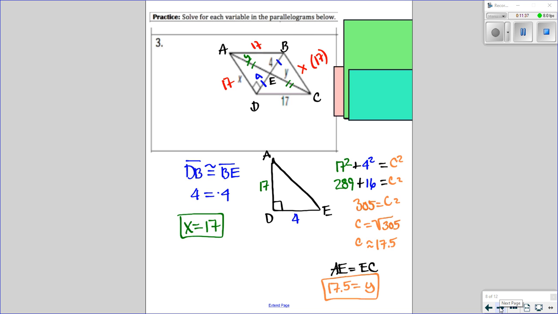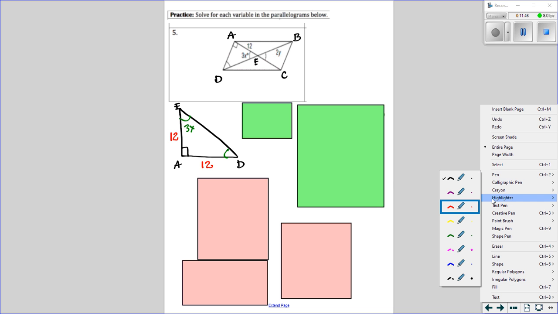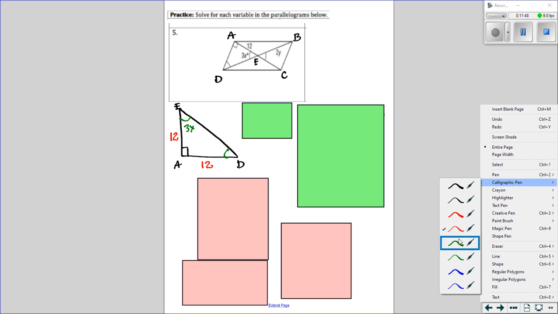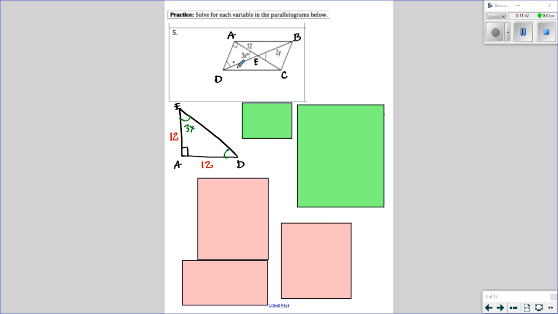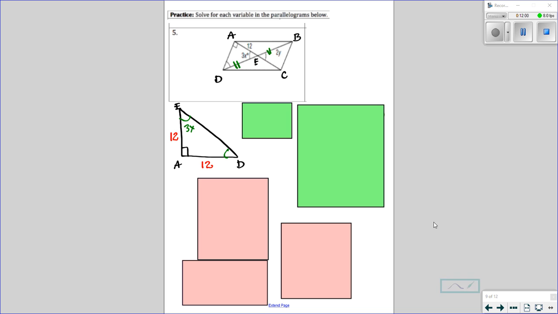Okay, and let's go on to the last one. So this is also a parallelogram. Again, I'm going to put every piece of information I know about the characteristics and the diagonal. With the diagonal, I know that DE is congruent to EB, and AE is congruent to EC.